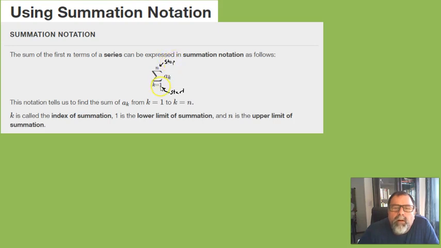Okay, so we're going to start at 1, and when you index, you always increase by 1, right? Because like a series, right? 1, 2, 3, so on. Okay, this notation tells us to find the sum of a sub k from k is 1 to k is n. K is our index variable, right? K is called the index of summation or index variable, and that's what we're going to replace.